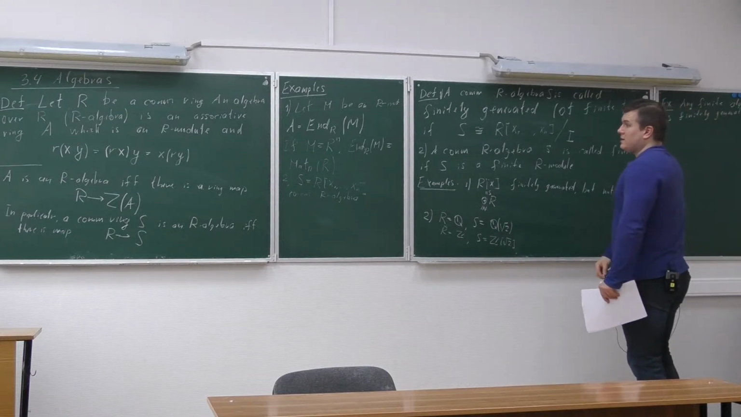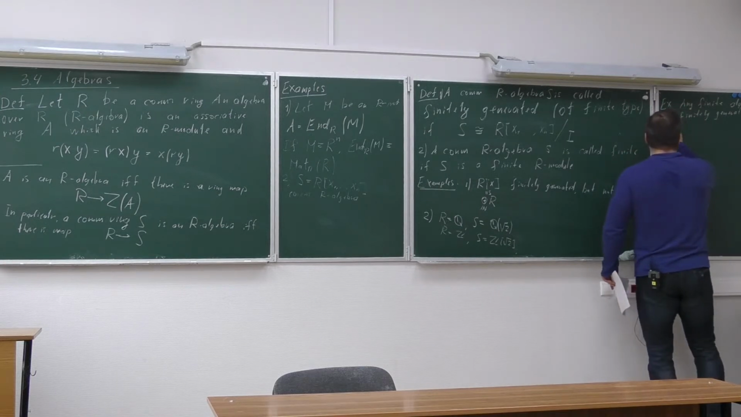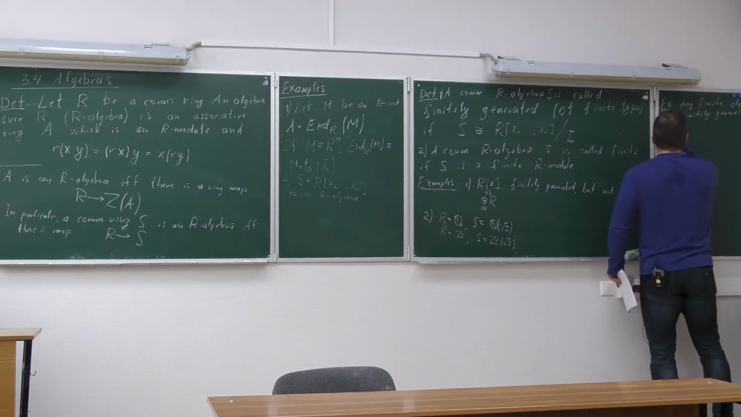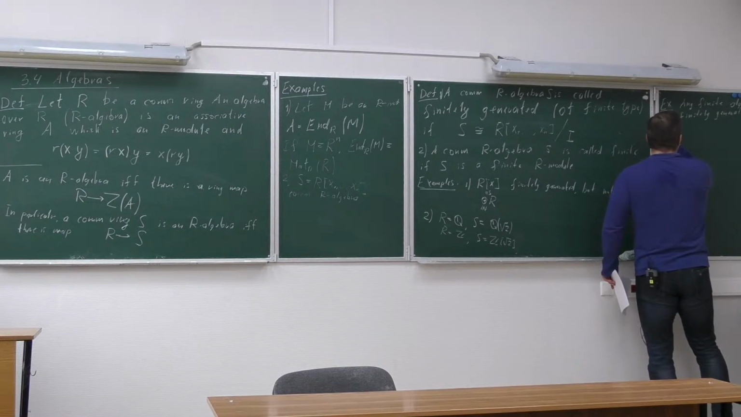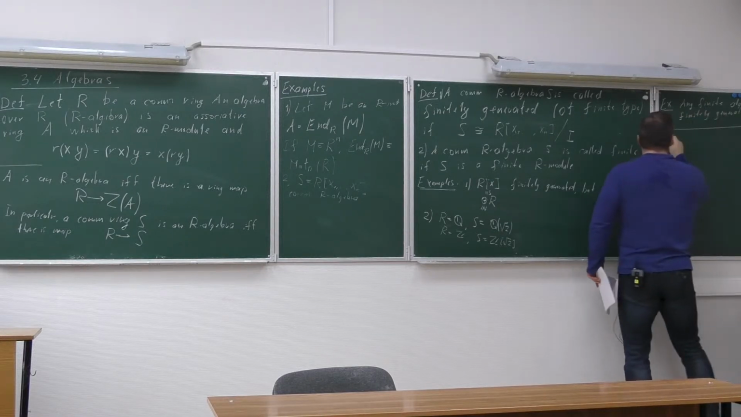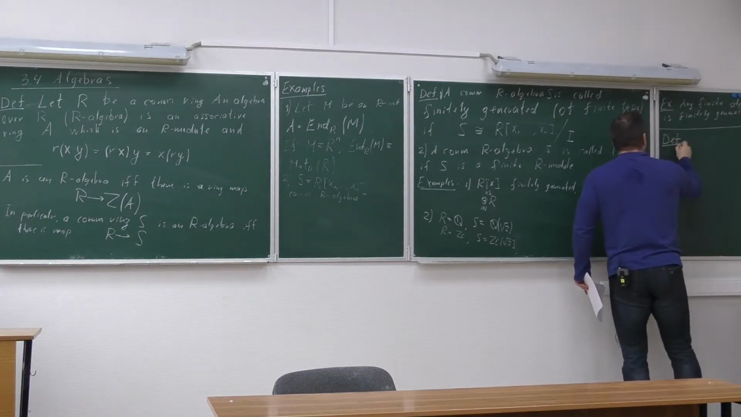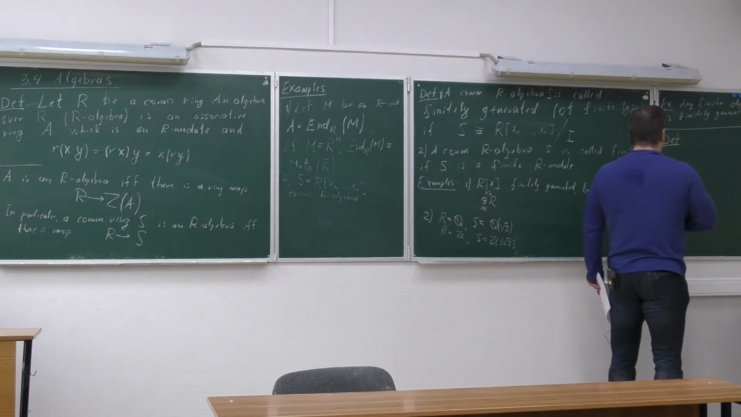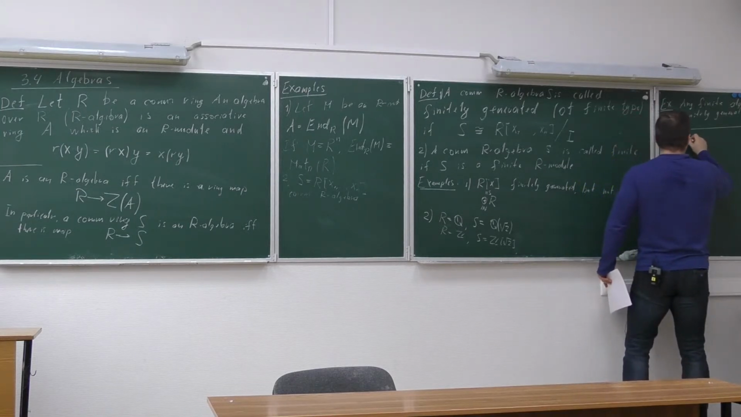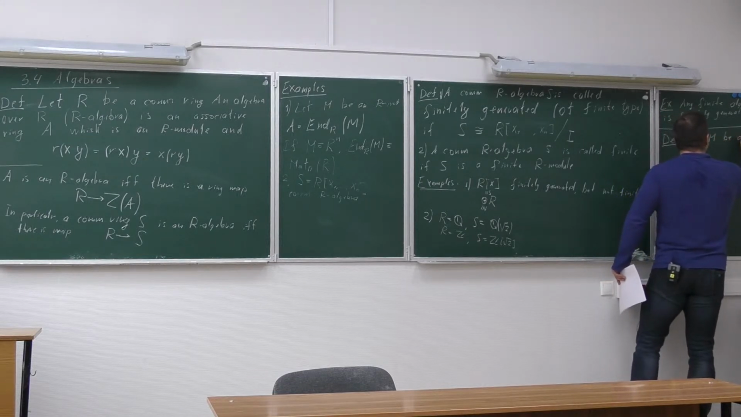Okay, and I want to consider one more example because I want to show you one thing that you probably haven't seen in linear algebra. This is the following example of an algebra, which is an associative algebra, not commutative, of course, in general. So let M be an R-module.